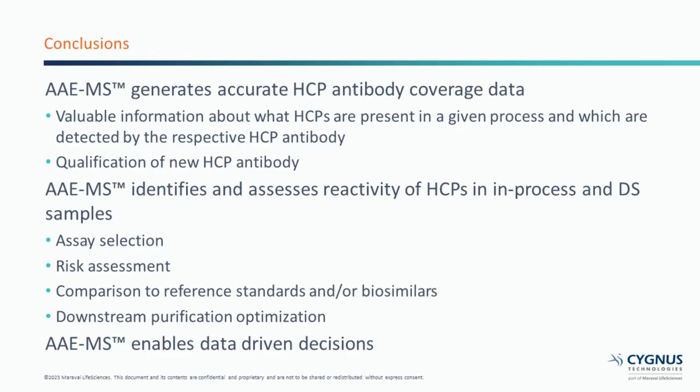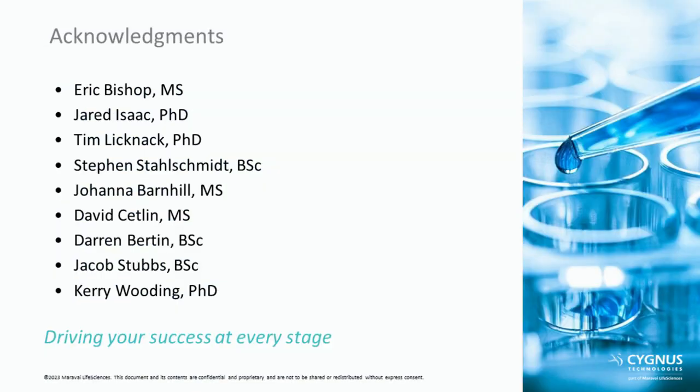AAE mass spec also identifies and assesses reactivity of HCPs in process and drug substance samples. It helps you in assay selection and in risk assessment. It can be used to compare the reference standard to the process-specific material. It can also lead to improvements in downstream purification processes. For the sake of time, I wasn't able to show you a couple more case studies where we used AAE mass spec to troubleshoot HCP enrichment during downstream purification process or scale-up, but we do have those data upon request. So in summary, AAE mass spec enables real data-driven decisions.